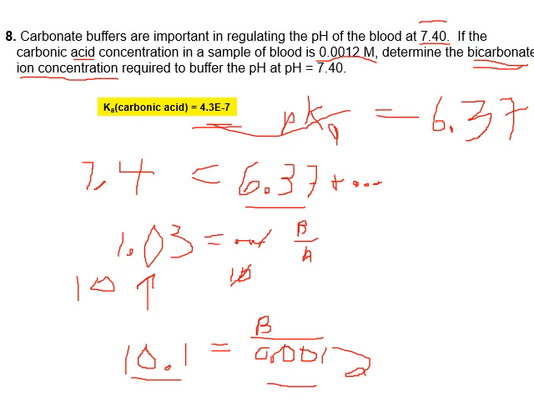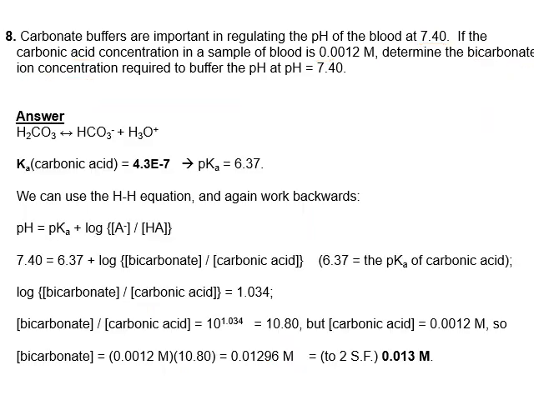Let's flip over, so I'm going to flip now. And it was 10.8. I'm not doing very good on my guesses today. And then we know that this was 0.0012. So again, we multiply the 0.0012 times 10.8, as it turns out. And when we do that, we get 0.01296 molar for the base, which is the bicarbonate here.